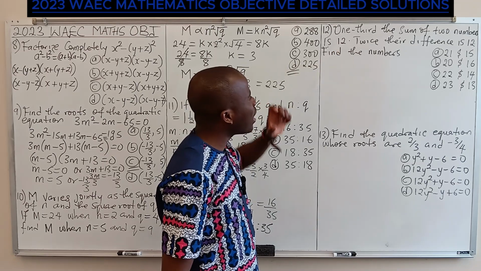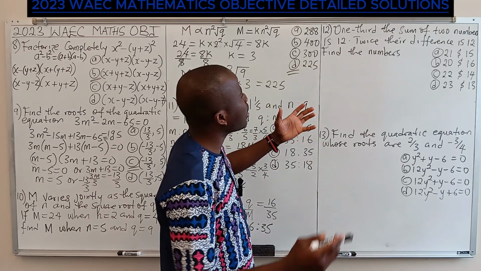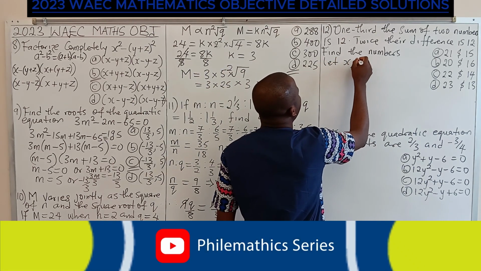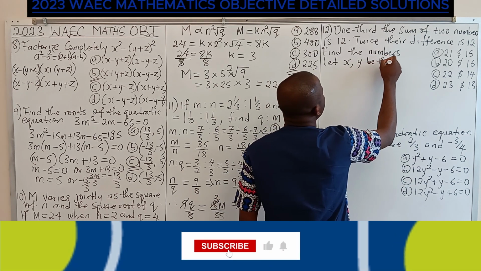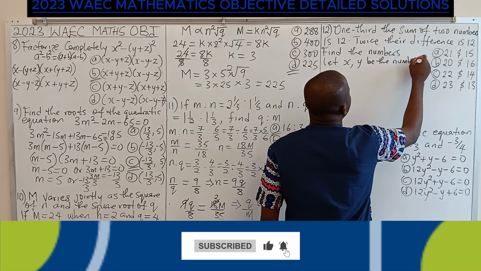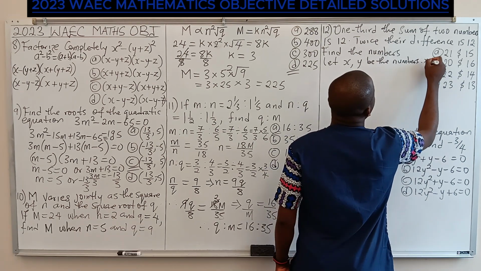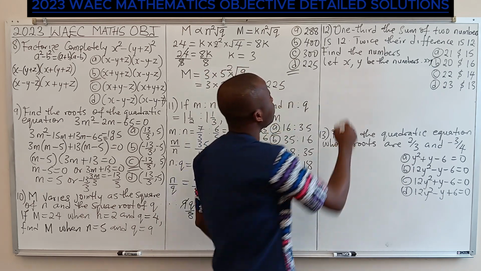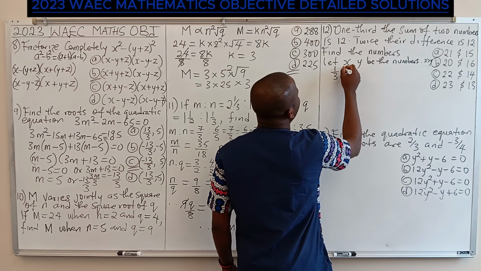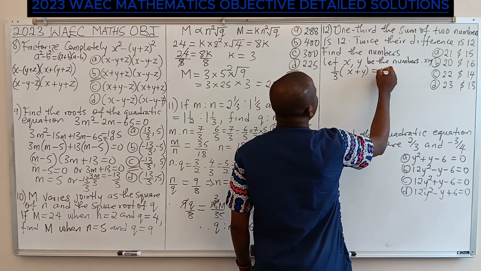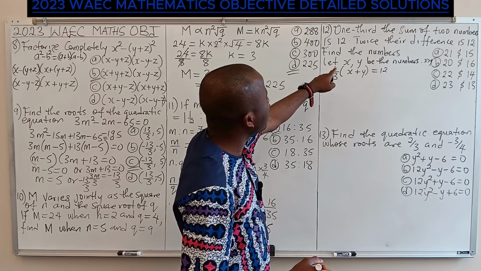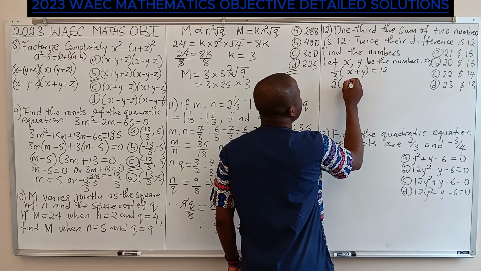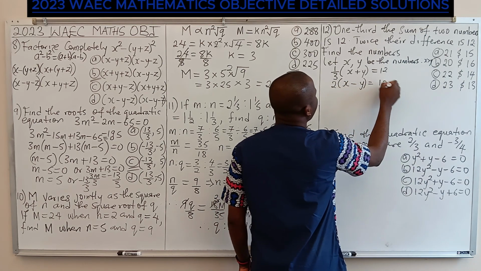Question 12 says 1/3 of the sum of two numbers is 12. Now, let x and y be the numbers such that x is greater than y. So 1/3 of the sum of these two numbers is 12. It means 1/3 of x plus y is 12. And the next thing we are told is twice their difference is 12.